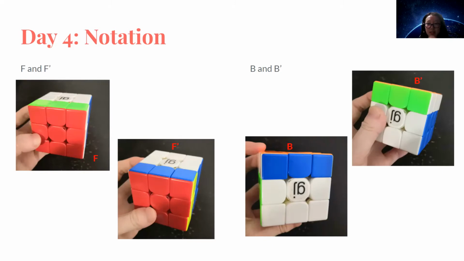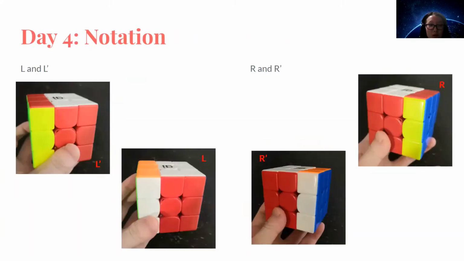I've listed here some examples, so hopefully it would make sense if you were to take the cube and do it yourself. Next, we're gonna go to L and L prime and R and R prime, so the left and right. I think these ones are a little bit easier to comprehend.